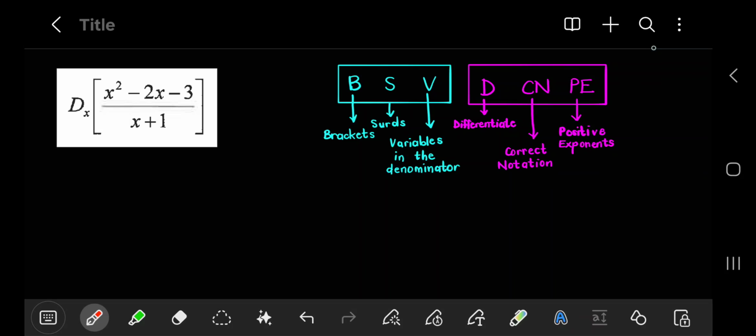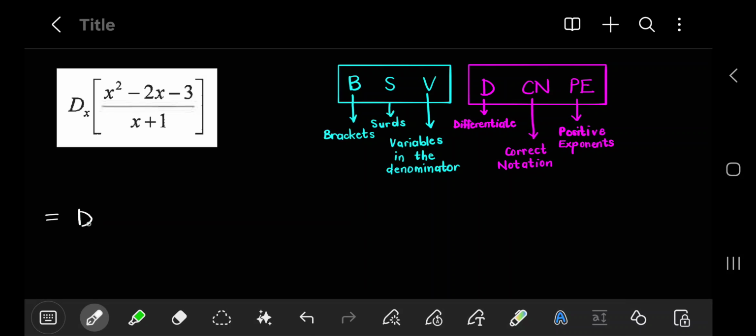So to start off, we are first going to check for brackets. Now, when we talk about brackets, we are talking about round brackets. Okay, we're not talking about the square brackets that we have here. The square brackets are part of dx. Next, we check for surds. We don't have surds, but we do have variables in the denominator. Notice the x in the denominator, which you do not want. So what can we do?